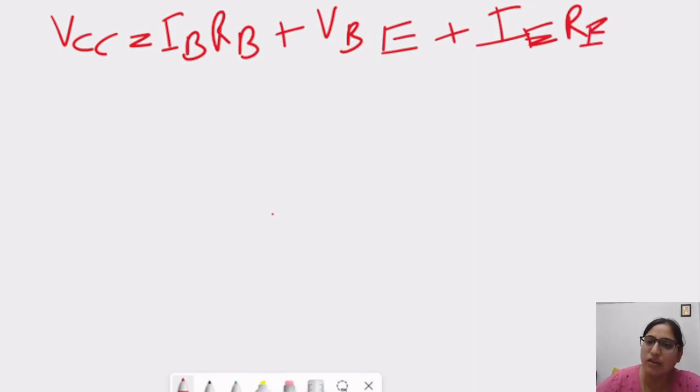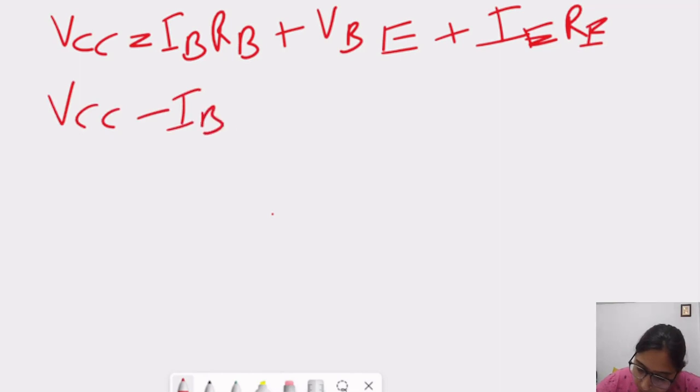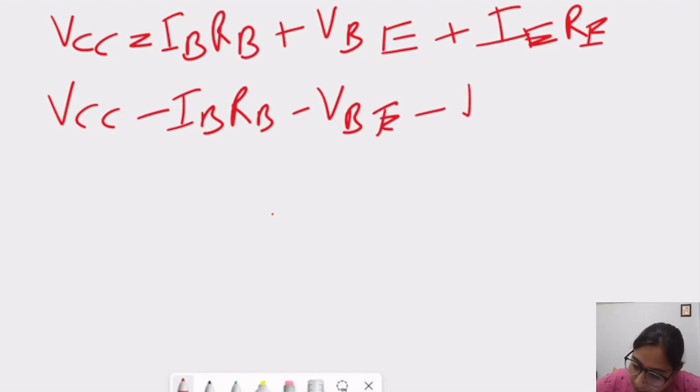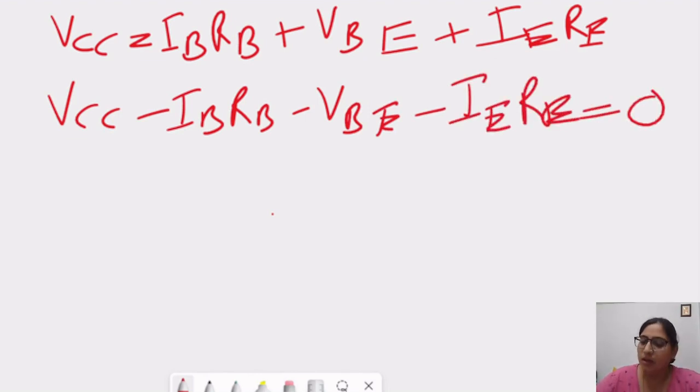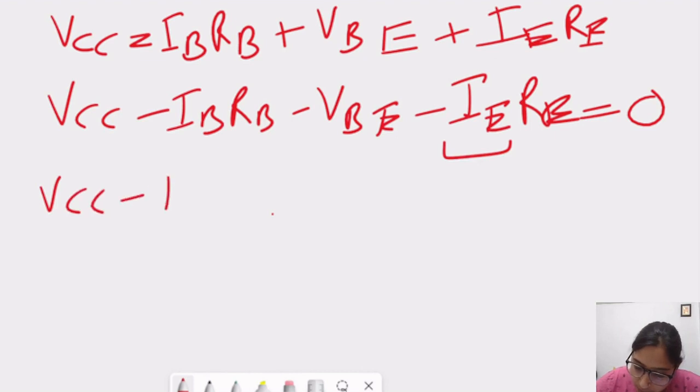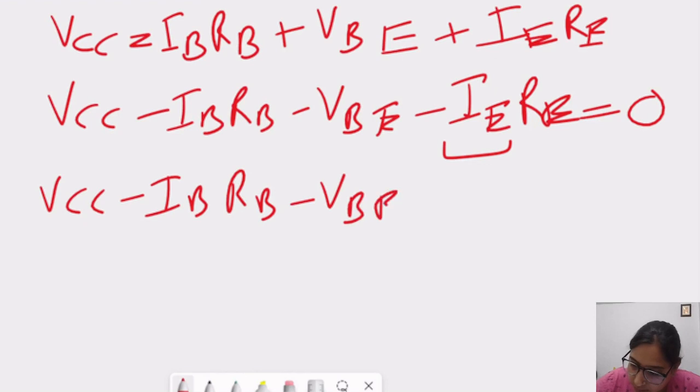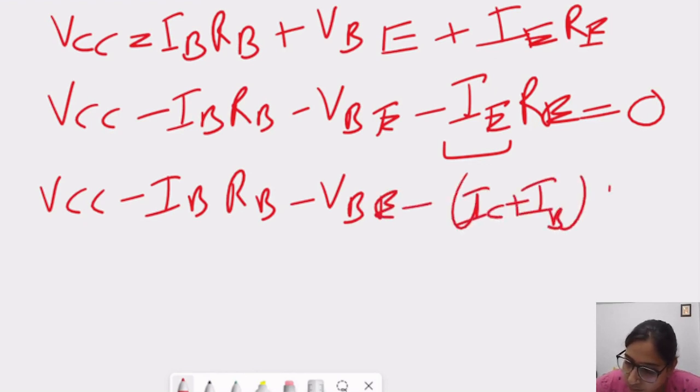Now we will equate this equation to 0. So VCC minus IB RB minus VBE minus IE RE equal to 0. Now this is the emitter current, and emitter current is nothing but collector current plus base current. So we will make this collector current plus base current. So this is nothing but (IC plus IB) into RE equal to 0.